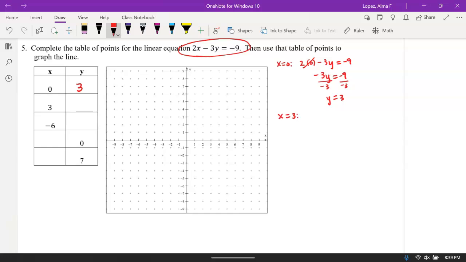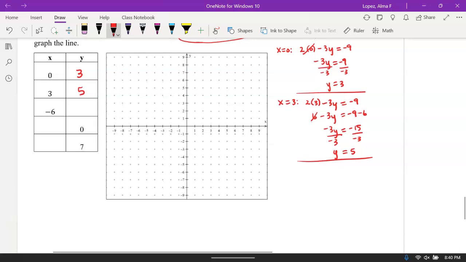For an x of 3 next, 2 times the x of 3 minus 3y equals negative 9. This is 6 minus 3y equals negative 9. To solve for the y, I'm going to move the 6 over to the other side. Negative 3y is equal to negative 15. After dividing both sides by negative 3 to solve for y, we get y equals 5. Go ahead and pause the video and finish the table, and I'll do it right along with you.